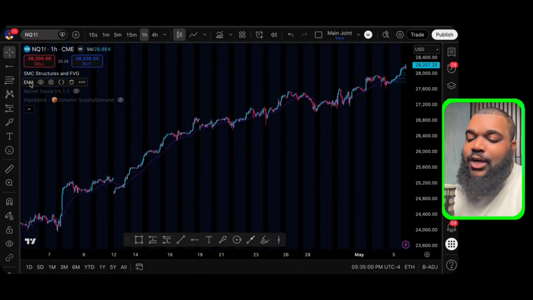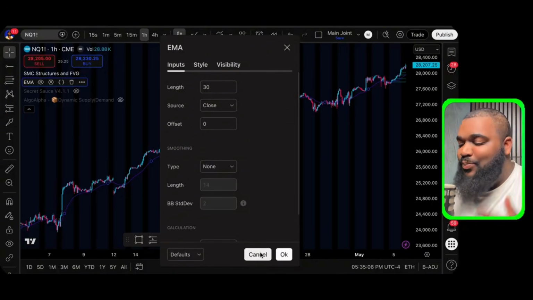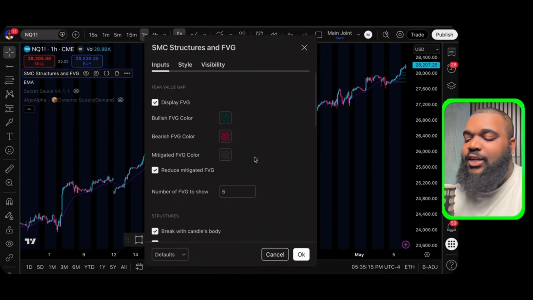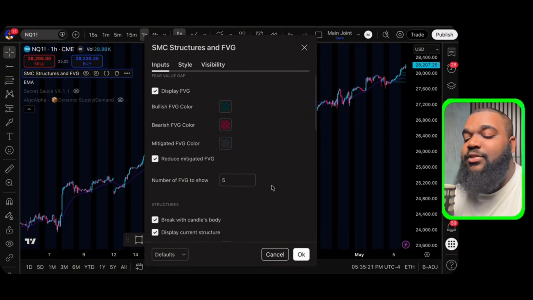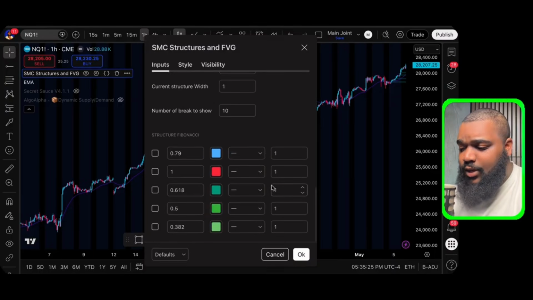So the first thing that I want you guys to download in your indicator tab is the 30 EMA. That one is going to help you identify when price is pushing off and just wants to continue in the direction. If it crosses, then you probably want to get out of the trade or not consider trading, because a reversal might happen. And in this one, you have the SMC structures of fair value gaps, which tells you every single fair value gap that you have within the past couple minutes, seconds, hours, whatever you trade.